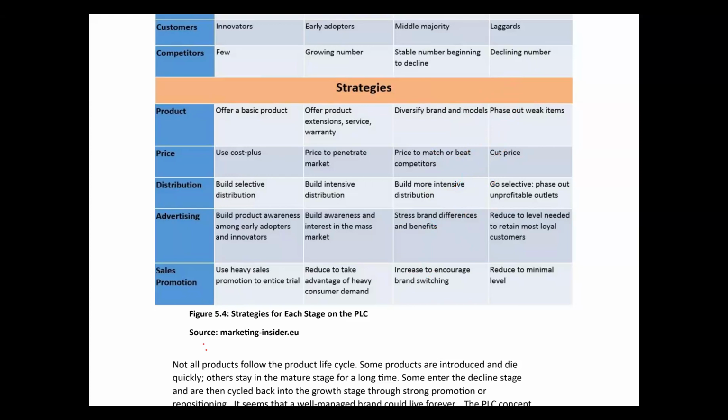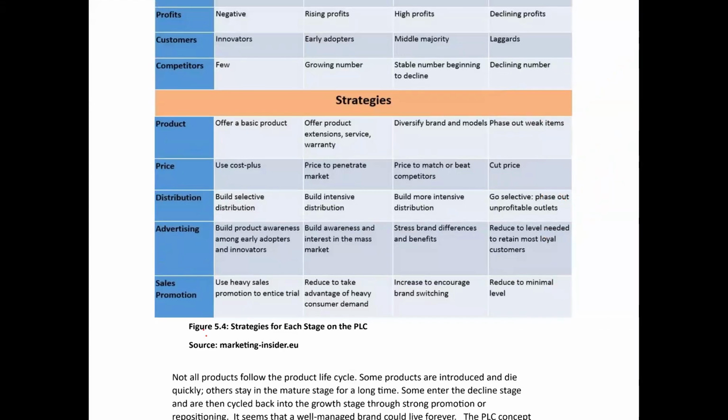When the product is at the decline stage, when it comes to the product, this is where you phase out the weak items. It's where you start cutting the price. When it comes to distribution, you start being selective. Even in advertising, you reduce the level to what is needed to retain the most loyal customers. And for sales promotion, you can reduce to a minimum level. These are some of the strategies that you can use in the product life cycle.